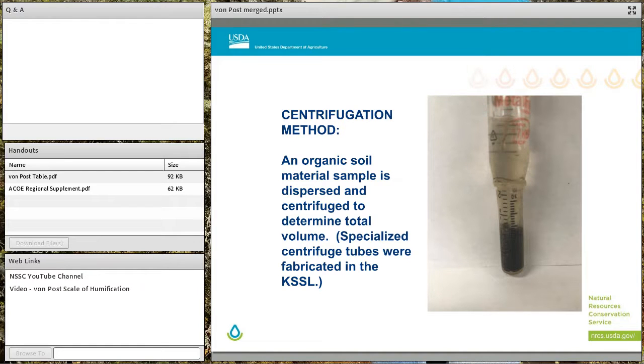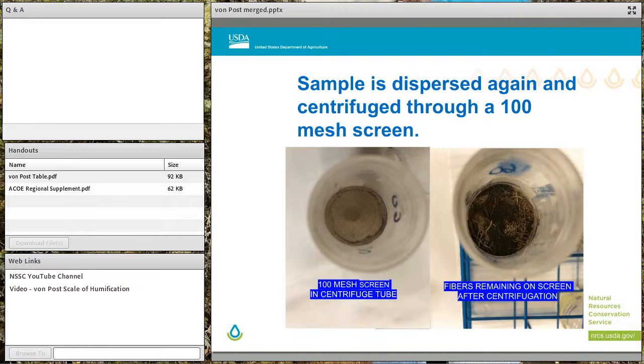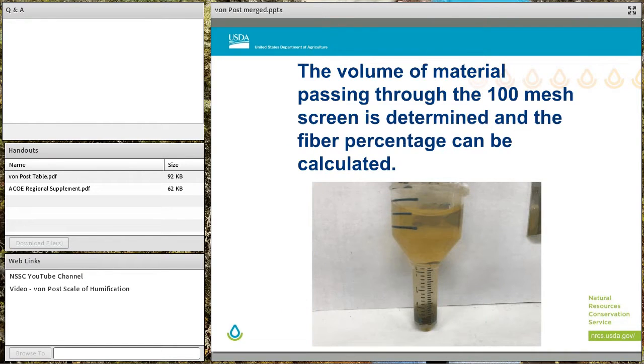The sample's dispersed in a liquid and then centrifuged, so that gives you your starting volume of sample. Then it goes through the centrifuge tube with the sieve in the bottom. After centrifugation, part of the fibers remain on that screen, and part of them go through, so that lets you measure the volume that goes through the screen versus on top of it.